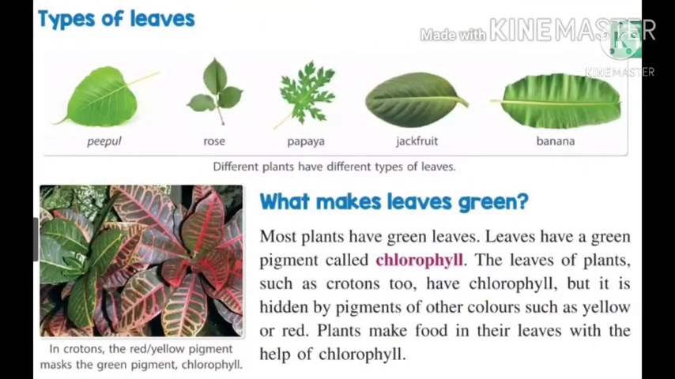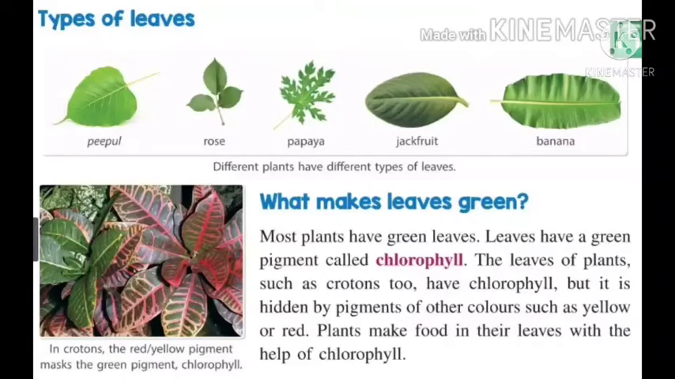So let's start with our first subtopic, that is, what makes leaves green. But before I talk on the topic, can you see the pictures of different leaves on the screen? Rose, papaya, jackfruit, banana. So what do you understand by looking at these pictures? The leaves of different plants are not the same. They have different shapes.